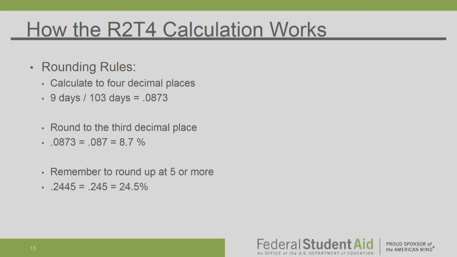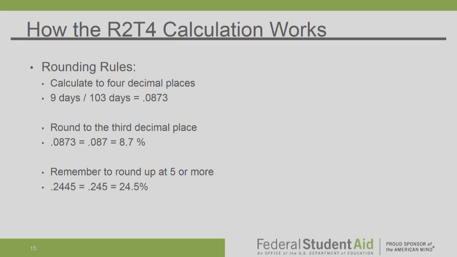Some notes about rounding rules. You would calculate to 4 decimal places, so 9 days divided by 103 days equals 0.0873. Then you round to the 3rd decimal place, which becomes 0.087 or 8.7%. And remember to round up at 5 or more, so 0.2445 becomes 0.245 or 24.5%.